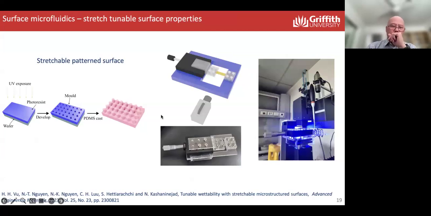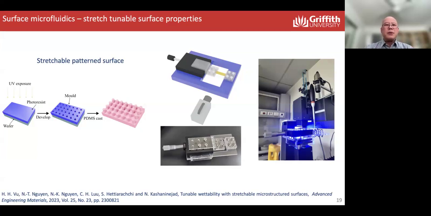Now another application of this fluid structure interaction, on a smaller scale, is surface microfluidics, where the microscopic surface properties can be tuned by stretching. And that has applications in cell culture or in mechanobiology. That means we can induce stress on cells and allow them to differentiate according to the mechanical cues.